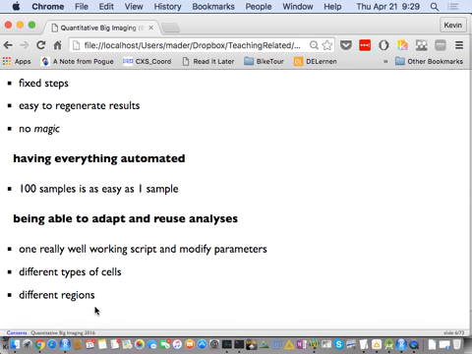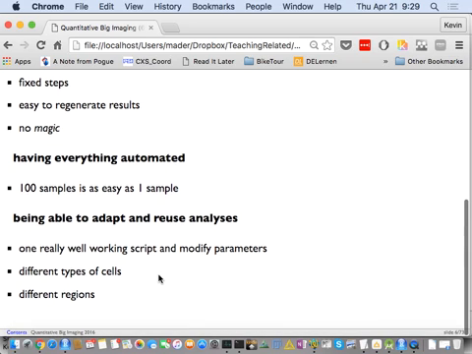The last part is really being able to adapt and reuse the analyses that you perform. So if you have built an analysis that looks at cells, you can take the same analysis and look at bubbles without completely changing it. A lot of it is reusable, a lot of it uses the same inputs and outputs, and it's very clear what's going on.